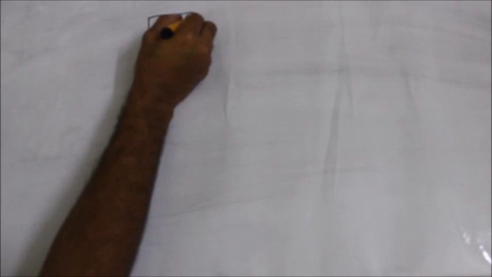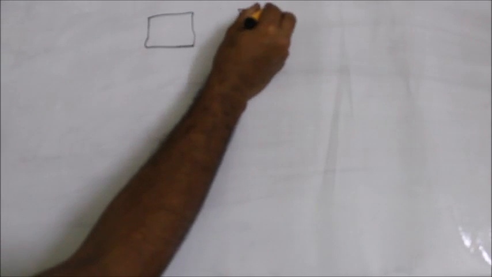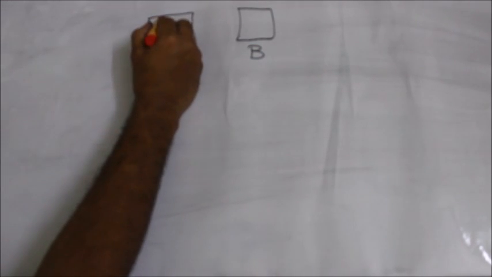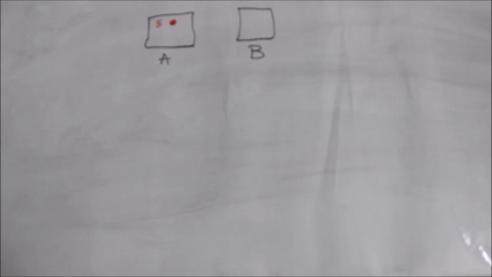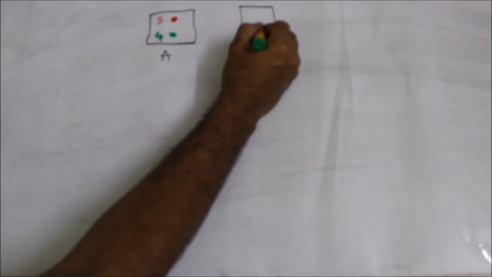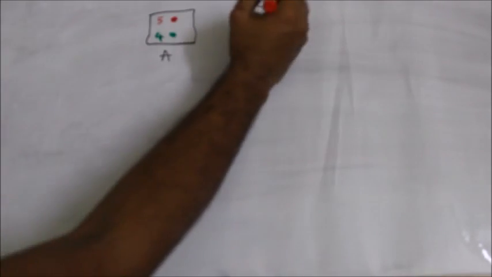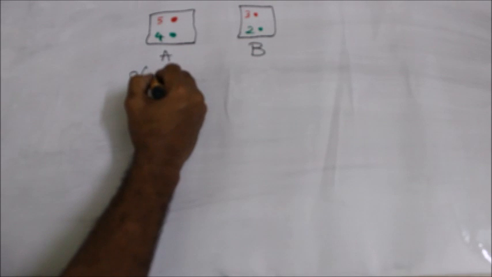Let's say we have two boxes and let's call these box A and box B. Let's say box A contains 5 red balls and 4 green balls, and box B contains 2 green balls and 3 red balls. So the question is, if I were to pick a ball at random from any of these boxes, what would be the probability that it would be a red ball?